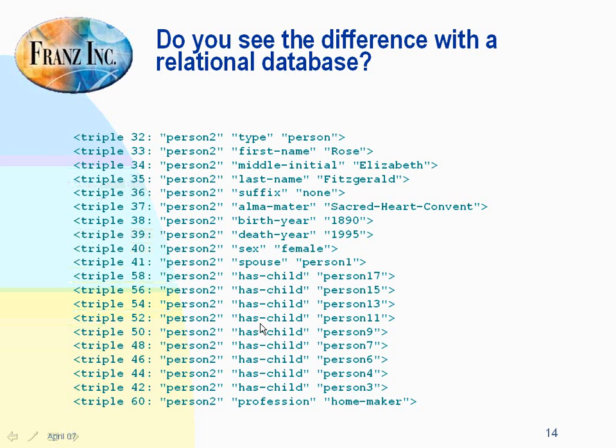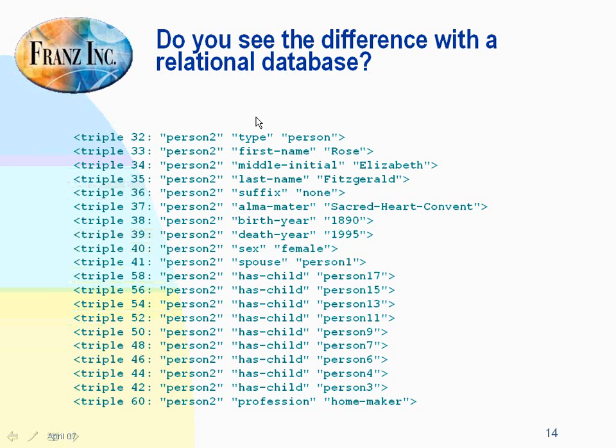Here you see a set of triples that describes someone from the Kennedy family. I will use the Kennedy family in my demos all the time. I will basically do all the SPARQL and Prolog demos using a little database about the Kennedy family. So this is a little chunk out of this database, and here you see that there's a person with the first name Rose, middle initial Elizabeth, last name Fitzgerald. She went to this school. She was 105 years old when she died. She was female. She had lots of kids, and her profession was a homemaker.